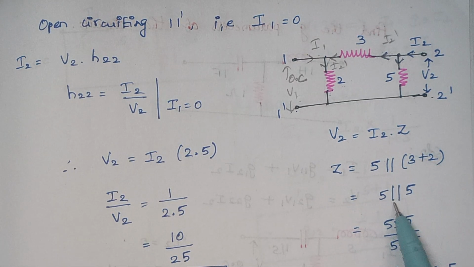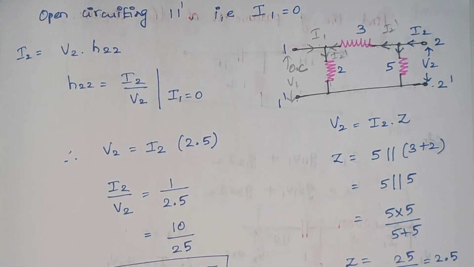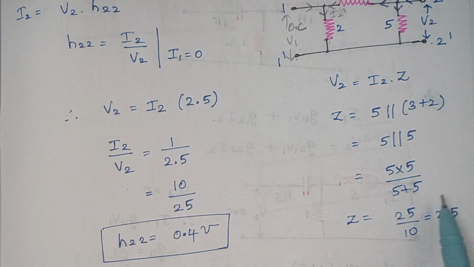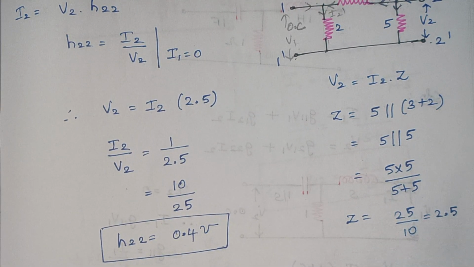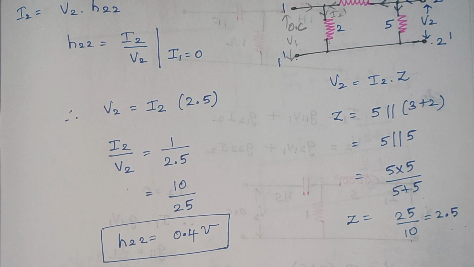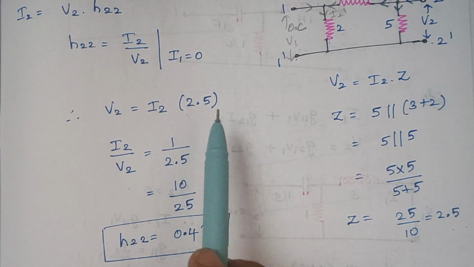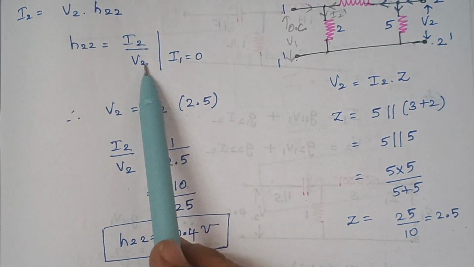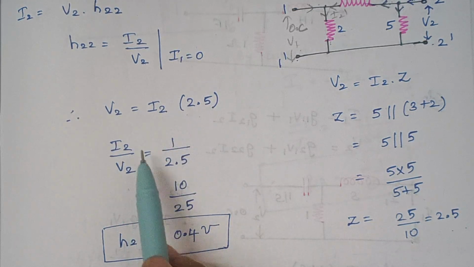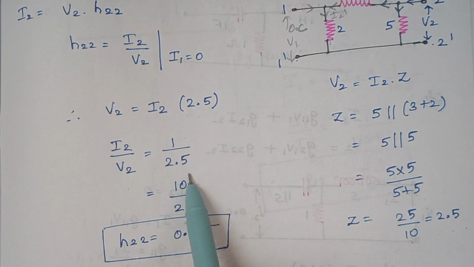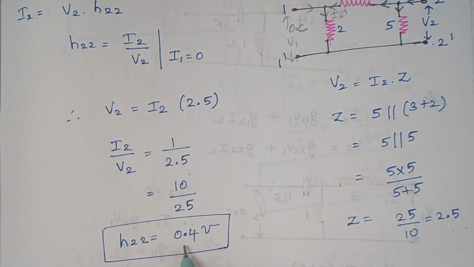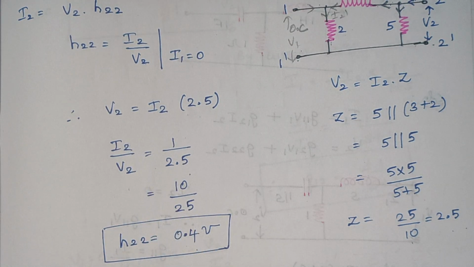So again 5 is parallel with 5. So the value of equivalent impedance is 5 into 5 divided by 5 plus 5. Therefore 25 by 10, which gives 2.5. So V2 is equal to I2 into 2.5. So I need the ratio of I2 by V2. When you rearrange, I2 by V2 is 1 divided by 2.5, which means 0.4 mho because it is the ratio of current to voltage.